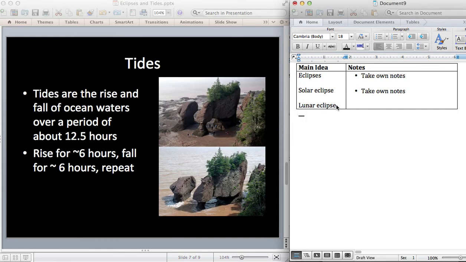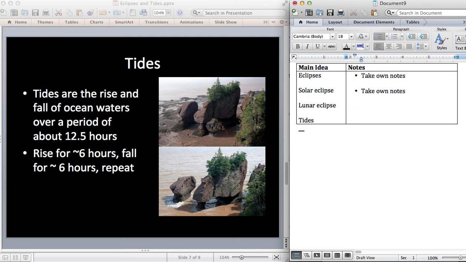Tides are pretty cool. If you've ever been to the ocean, you should at least know what a tide is. Tides are the rise and fall of ocean waters over a period of about 12.5 hours.